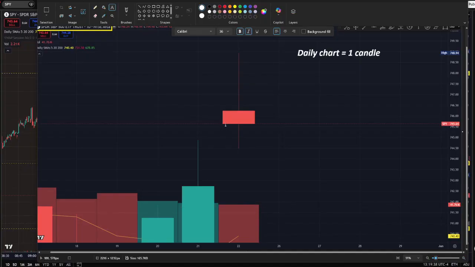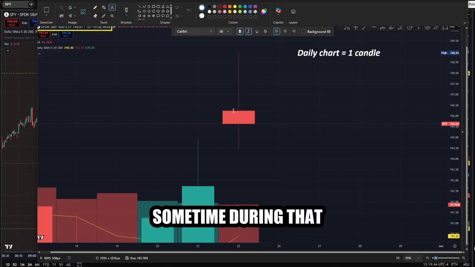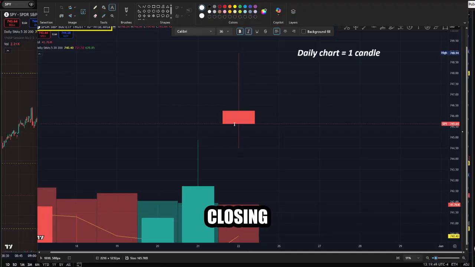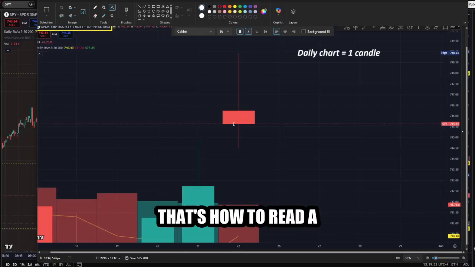How to read a candle. On the red, it opens from this bar. Sometime during that day, price went all the way up, all the way down, but ended up closing right here at this low. That's how to read a candle.